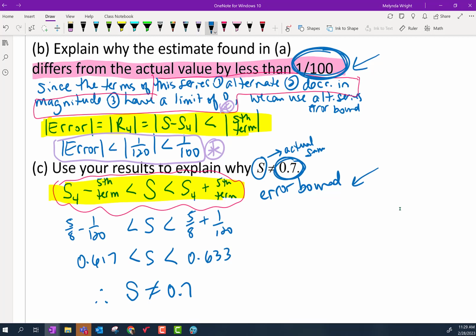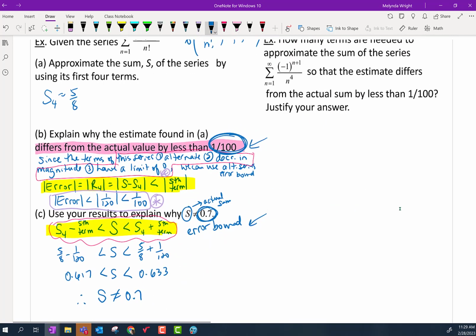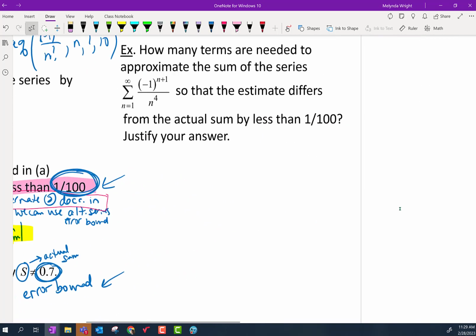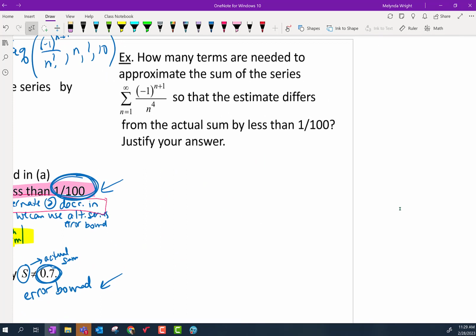Okay. So we have one more example. In this example, we want to know how many terms are needed to approximate the sum of the series so that the estimate differs from the actual sum by less than 1 over 100. Okay, so this is our big deal right here, 1 over 100.